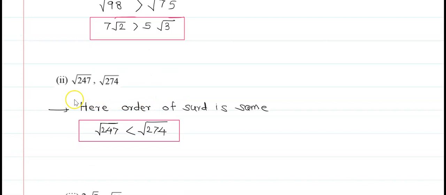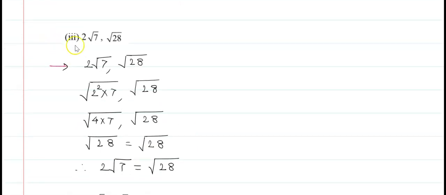Now, the next is root of 247 and root of 274. In this case the order is the same, and these two surds do not have any multiplicative factor before the surd term, and therefore 274 is greater than 247. Therefore root of 247 is less than root of 274.